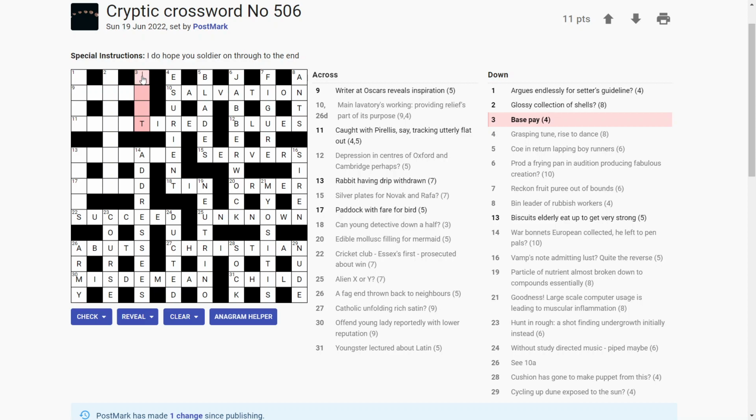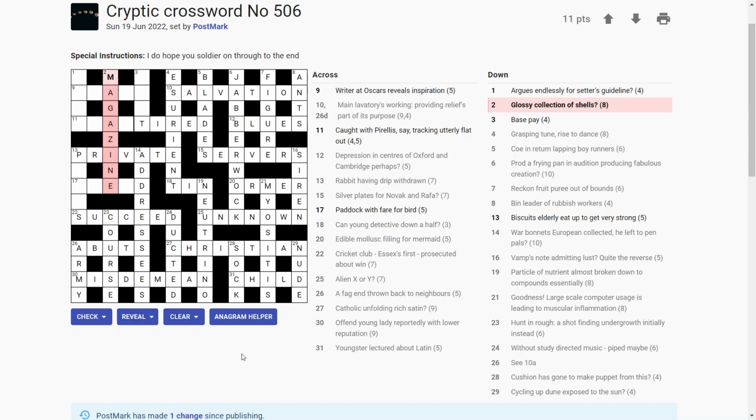Base pay. I don't know. Let's reveal a couple of words to see if that helps. Private. Rabbit having drip withdrawn. So withdrawn is private. Rabbit having drip. How's that one? Biscuits elderly eat up to get very strong. Elderly. I don't know. I just don't know.